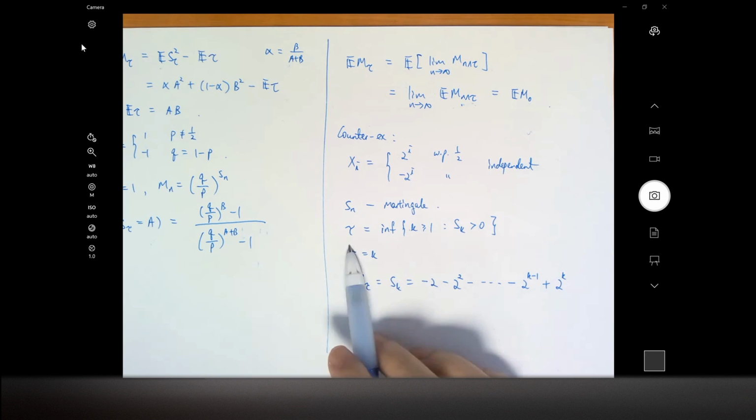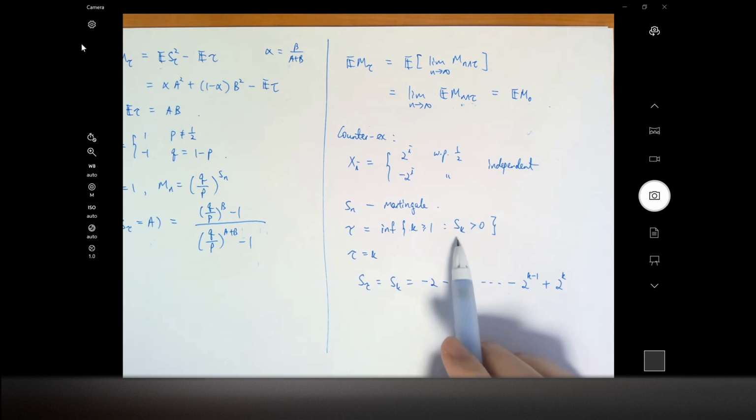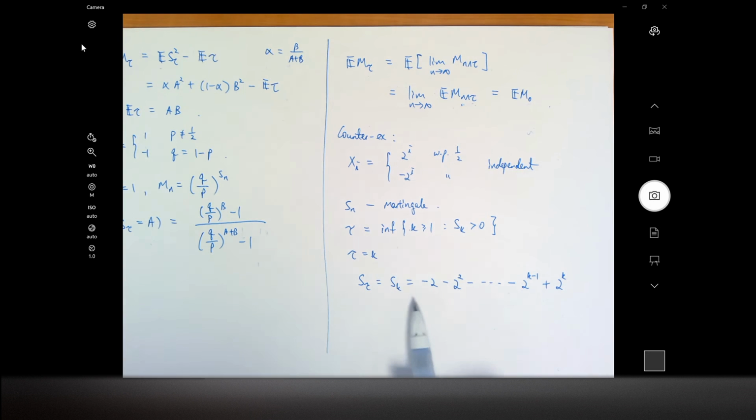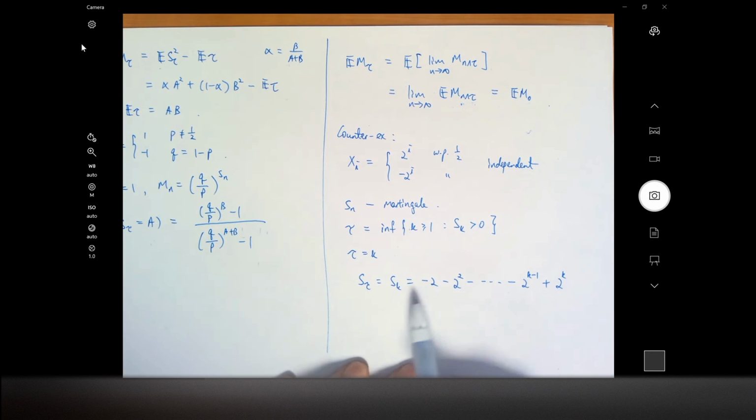Okay, so if tau equals k, that means this is the first time that S is positive. That means all the xi have to be negative all the way until k minus 1, and only at the last time step, at i equals k, do I get xi equals 2 to the power k. You can verify that this sum is just equal to 2.